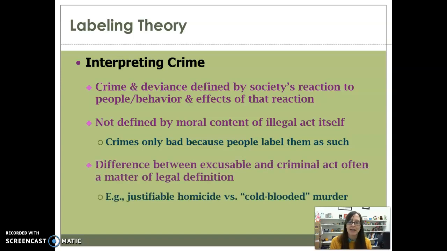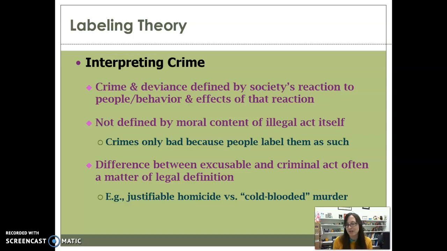But the difference between an excusable act and a criminal act sometimes is just a matter of legal definition. So if we look at something like justifiable homicide versus your quote-unquote cold-blooded murder, the illegal act itself, the taking of a life, has happened in both of these situations. But in one, like justifiable homicide, maybe you did it to save your own life or the life of a third party. And maybe you're going to be seen as, it's not only excusable, but it's laudable. You're a hero. Maybe you saved somebody's life by taking the life of somebody else.